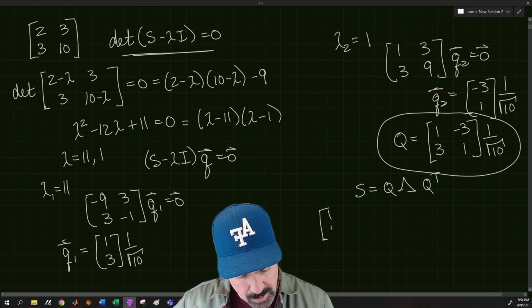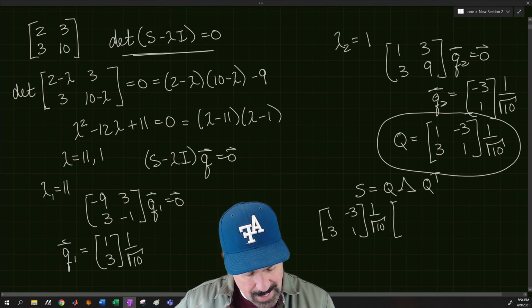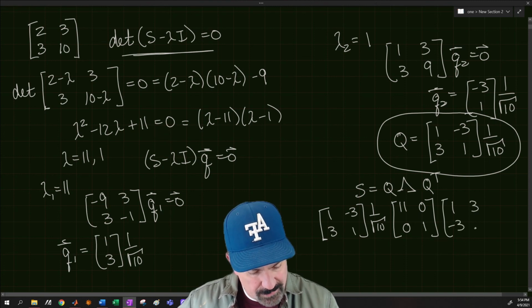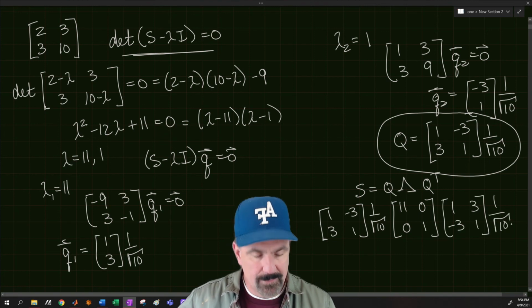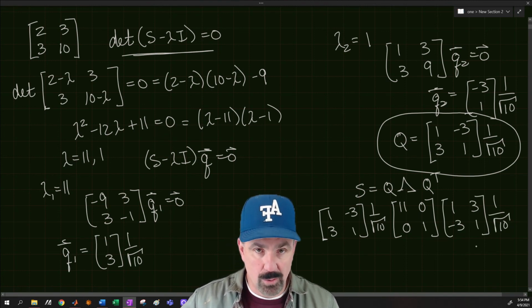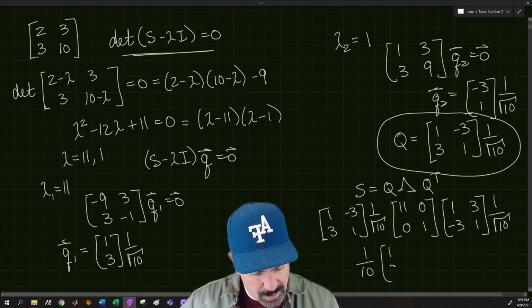The S is going to be, I have a 1, 3, and a negative 3, 1, and then I have a 1 over square root of 10. And then my lambda is going to be 11, 0, 0, 1. Those are my eigenvalues. And then the transpose here. So this is going to be a 1, 3, and a negative 3, 1. And then I have a 1 over square root of 10. Looks like that. I can combine, of course, the 1 over square root of 10s, and this whole thing would just be 1/10, and then rewrite these matrices.